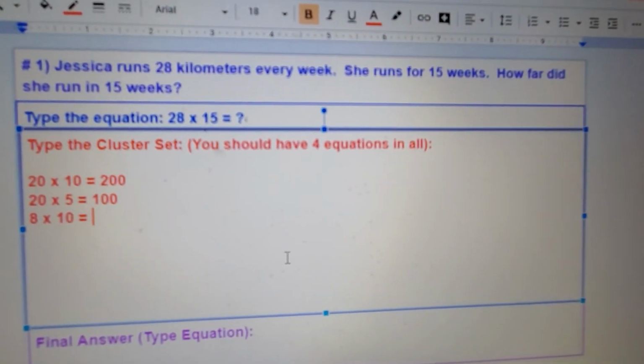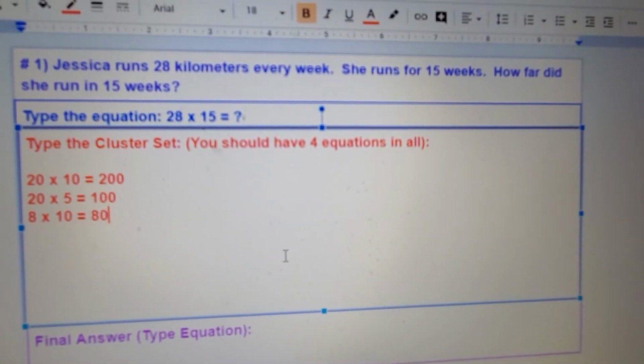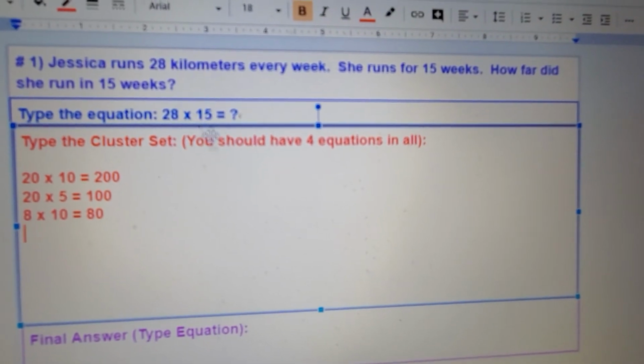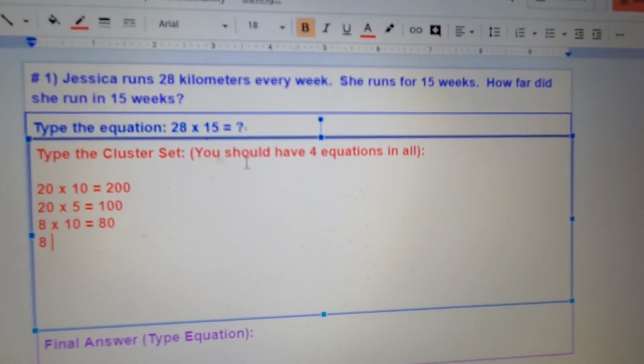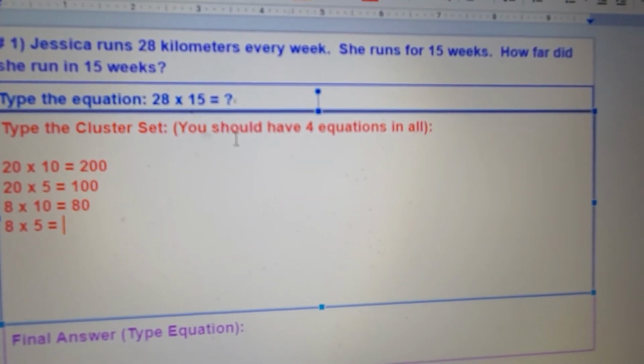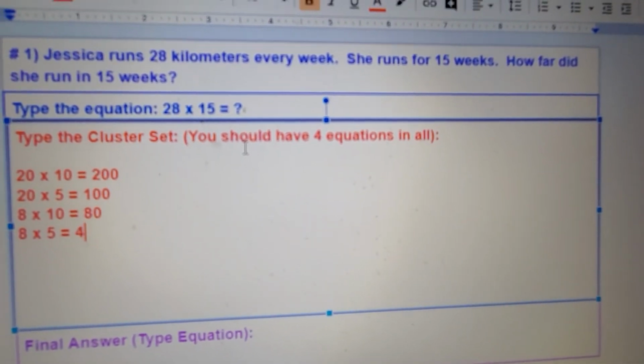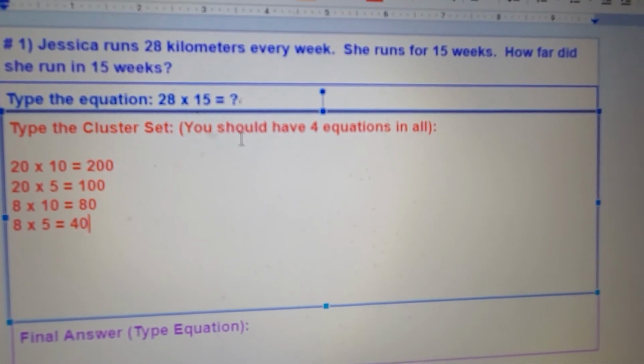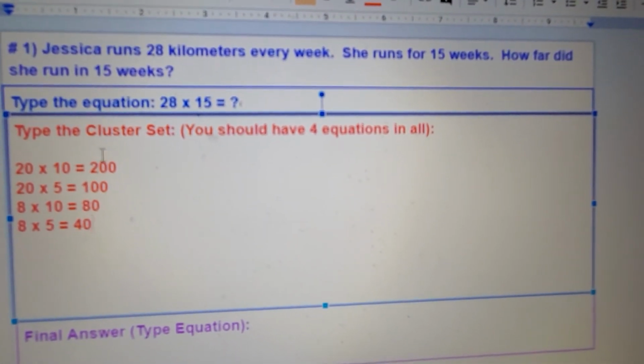And I know that's 80. And then I multiply the ones, 8 times 5. So when I'm done, I should have 4 answers in my cluster. See that? So that's all I put in that box.